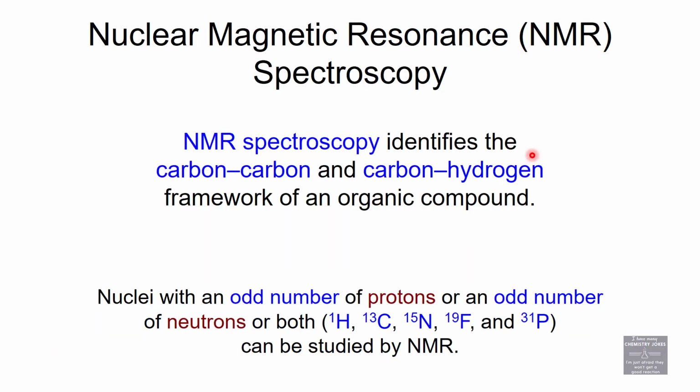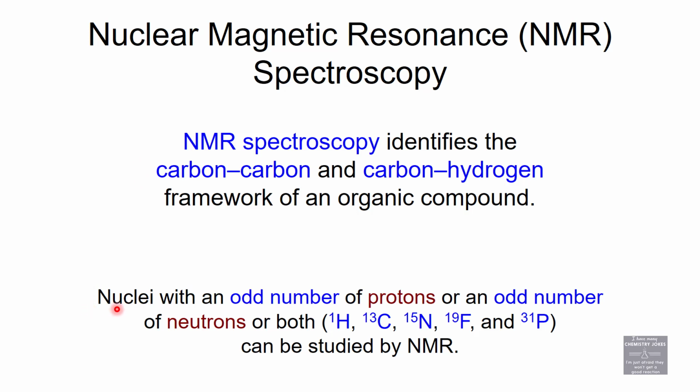So NMR, what we are going to use it for is to identify the carbon-carbon and carbon-hydrogen framework of an organic compound. So we're going to look at the spectra and determine what is the molecule that we took a spectra of.